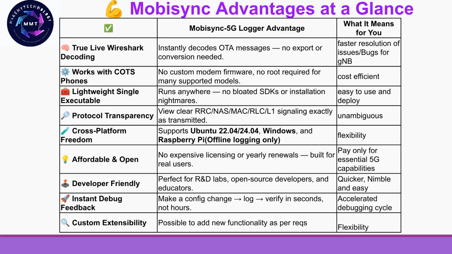To summarize the advantages, Mobisync 5G Logger offers true live Wireshark decoding for faster issue resolution. It works with COTS phones, is a lightweight single executable, and provides protocol transparency. It is cross-platform, affordable, developer-friendly, offers instant debug feedback, and is custom extensible for future-proofing.